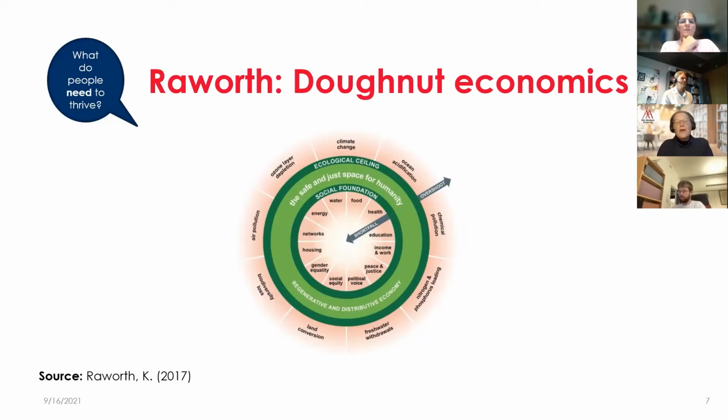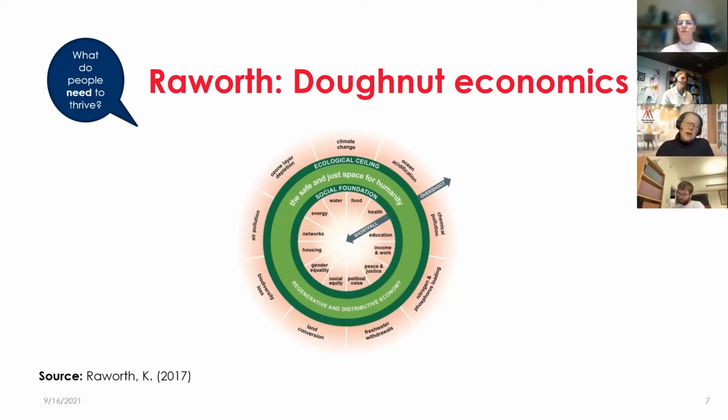and this would represent socially sustainable development if we don't fall under or inside this circle. So this social foundation represents basic human needs and basic human rights, and any society should not fall short of these categories in what the society is able to provide for its members.